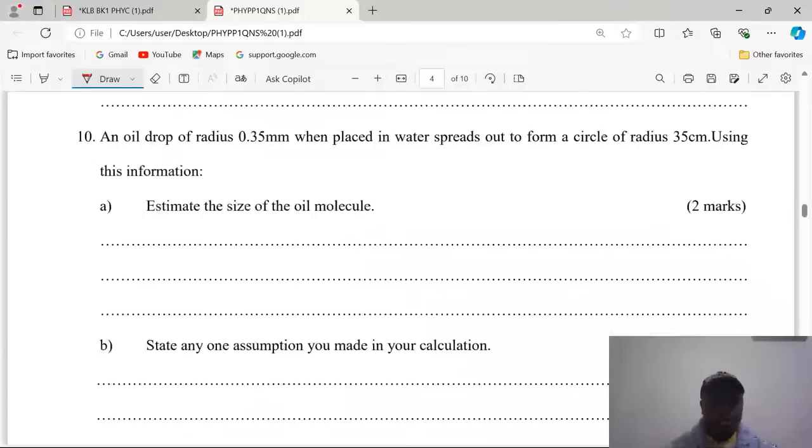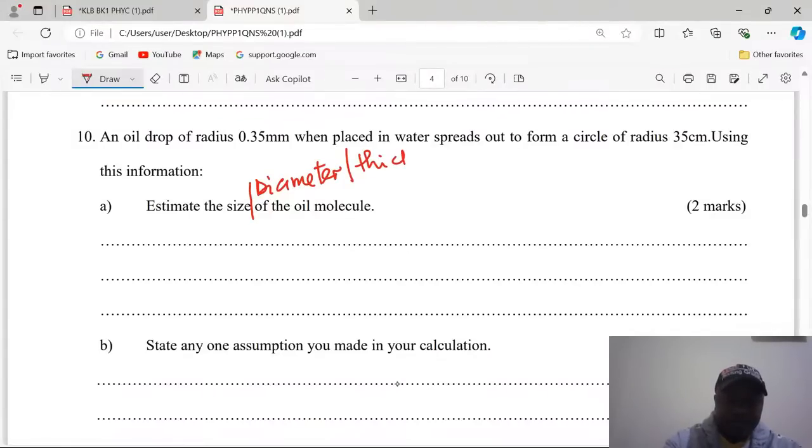Number 10. An oil drop of radius 0.35 millimeters, when placed in water, spreads out to form a circle of radius 35 centimeters. Using this information, part A, estimate the size of the oil molecule. I must tell you something very sensitive. Estimate the size means the diameter of the molecule, and this can also mean the thickness of the molecule. Those words can be used interchangeably. We can say diameter of the molecule, size of the molecule, or thickness of the molecule. Please be conversant with those words.